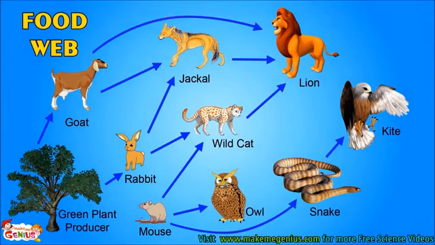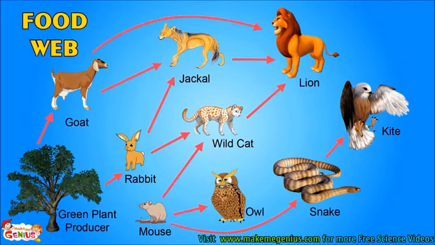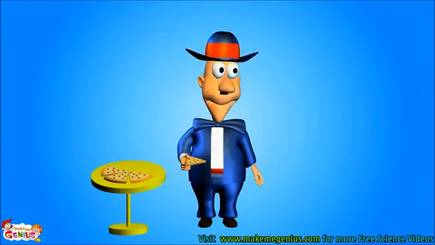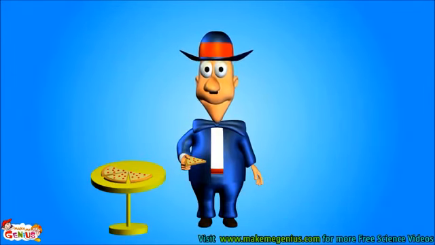Look at this picture. This is very complex. Look at the rat. It can be eaten by cat also, or it may be eaten by snake. Plant can be eaten by goat or by rabbit. These kinds of complex food chains are called food web, as they are very interconnected, like a spider web. So now you know a lot about food, food chain, and food web.